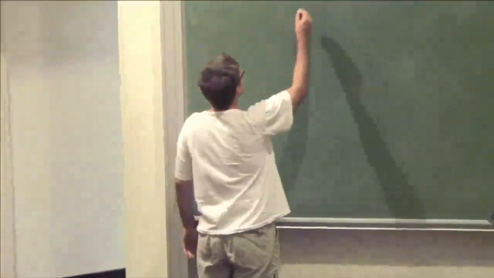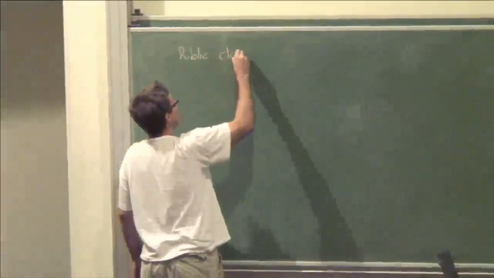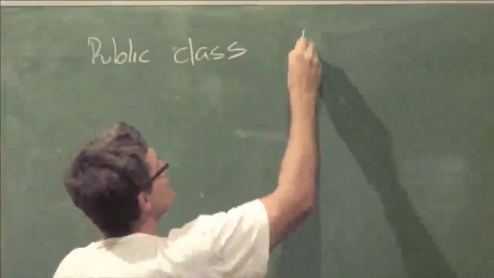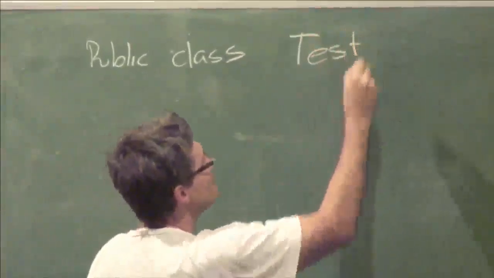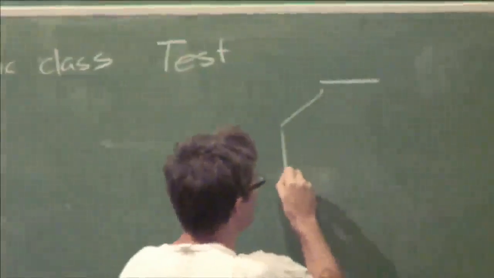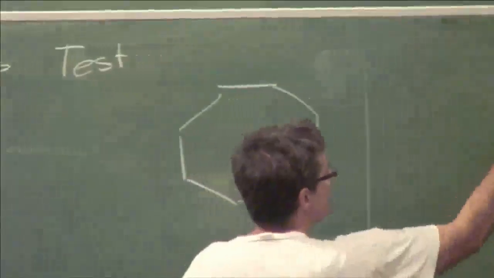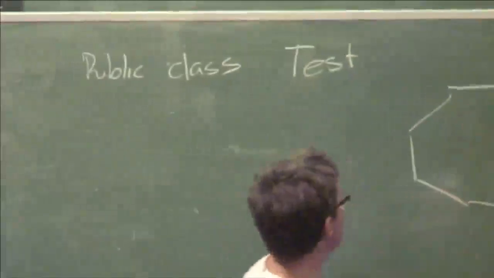So, you know, in Java we say public class, say we have public class test. And that's going to create a class called test, which at runtime we can use to create a whole lot of test objects. But the objects will all be the same. They'll all have the same functions in them, but they're just different instances of the same thing.